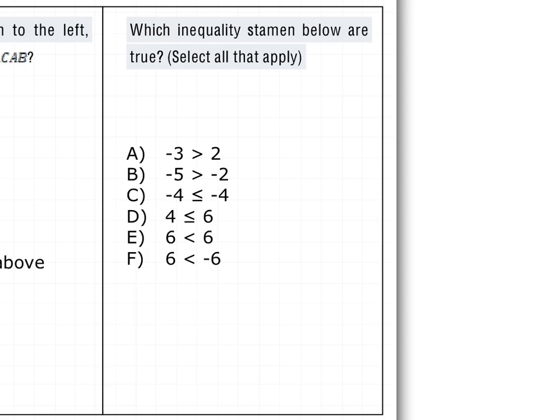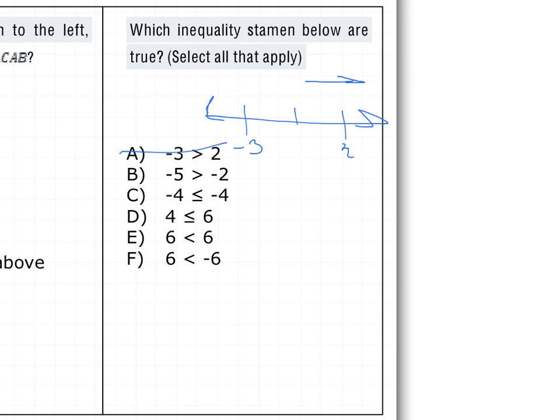Which inequality statements below are true? We're going to select all that apply. So we're looking for the ones that are true. This one says negative 3 is greater than 2. That's not true. If we think about a number line, all the numbers that are greater are this direction, and negative 3 would be here, and positive 2 would be over here. So this is not greater.